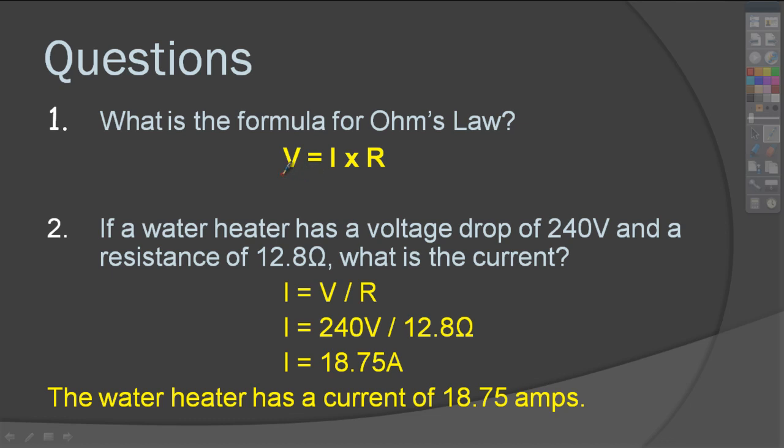So some questions. What is the formula for Ohm's law? V equals IR. I equals V over R. Or R equals V over I. Either one of those will work there.